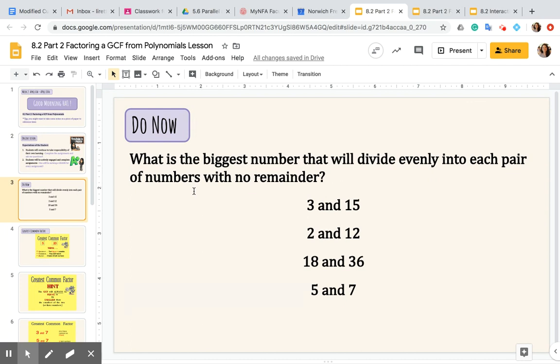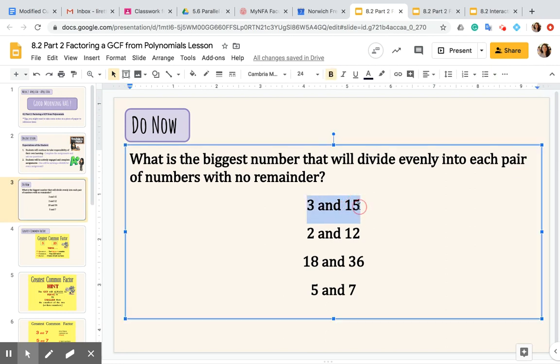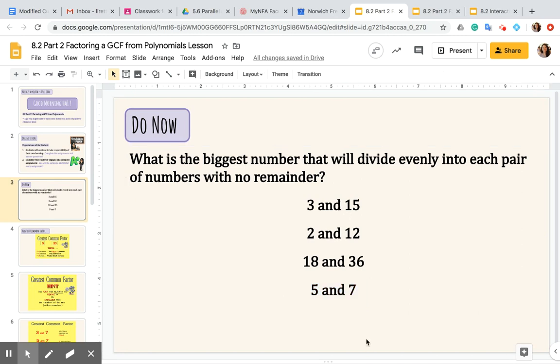So to begin, I encourage you to pause the video to see if you can answer this question here. It says, what is the biggest number? So I'm looking for one number that will divide evenly into each pair of numbers with no remainder. So I want to know what's the biggest number that'll divide into both 3 and 15 with no remainder. And then what is the biggest number that will divide into 2 and 12 with no remainder? And then what is the biggest number that will divide into 18 and 36 with no remainder? And what is the biggest number that will divide into 5 and 7 with no remainder? Go ahead and pause the video and see if you can try these 4 problems on your own.